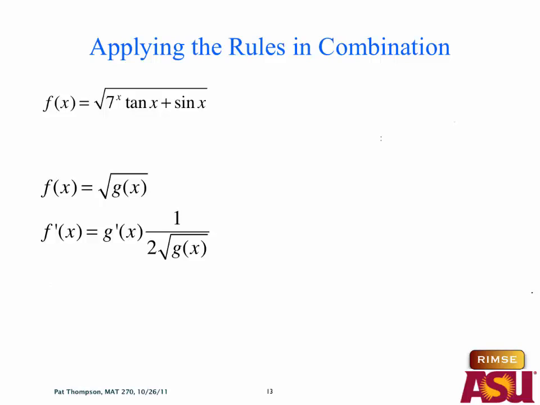Okay, you could also have 1/2 g of x to the negative 1/2. That's the same thing. All right, so all we need then is to find the rate of change of g, and this will be the structure of our answer. Rate of change of g, so g is that function. So the rate of change is just going to be what? A product rule plus the rate of change of sine. So product rule will be first times the derivative of the second.